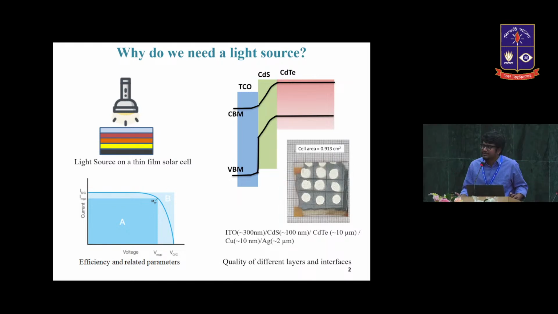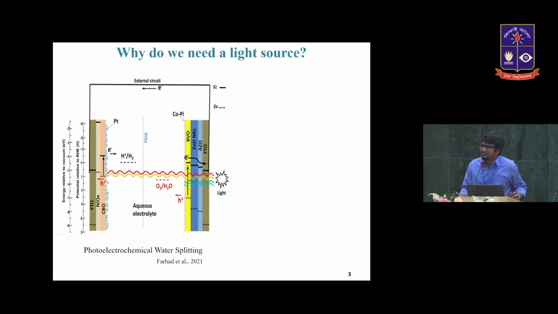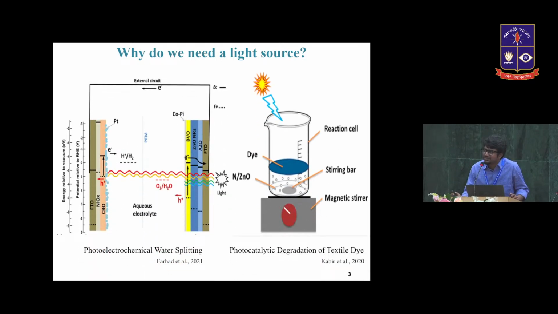Contemporary researchers are working on water splitting devices, which use sunlight to split water and produce hydrogen and oxygen, where hydrogen can be used as a fuel. To do this type of research, we also need a light source. From a different perspective, dyes released from the leather or textile industry are very harmful for our environment. We could degrade these dyes with photocatalysts, and for this research as well, we need a light source.